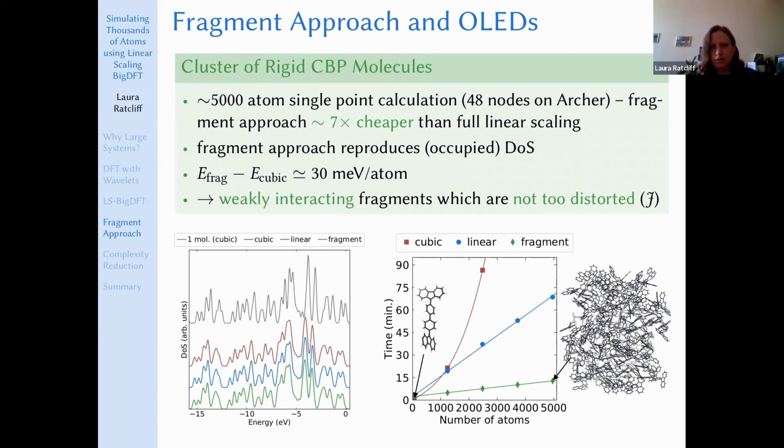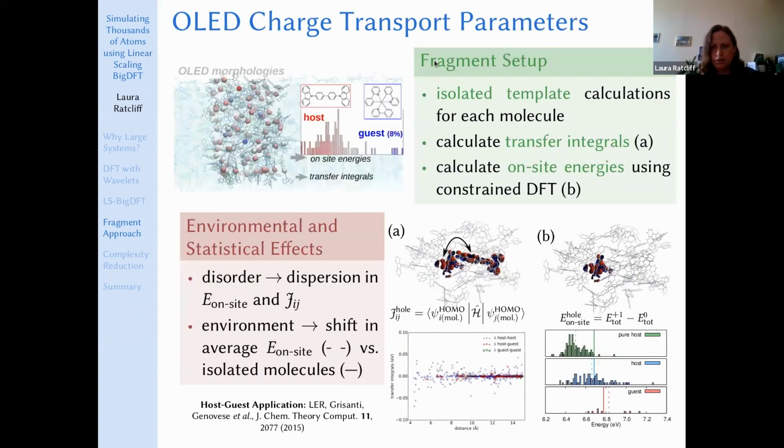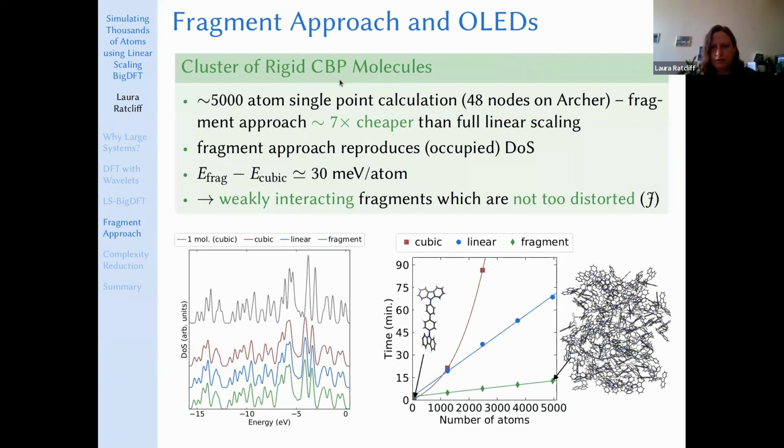So just to show a system where it works really well, one of the applications I'm interested in is simulating materials for organic LEDs. So here we have a cluster of CBP, which is a typical OLED host material. And we show the cubic scaling, the linear scaling, and the fragment cost, and you can see that for about 5,000 atoms, it ends up being about 7 times cheaper to use the fragment approach than the full linear scaling approach. So in terms of cost, it's working really quite well.